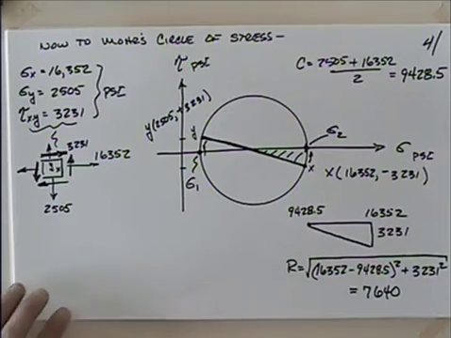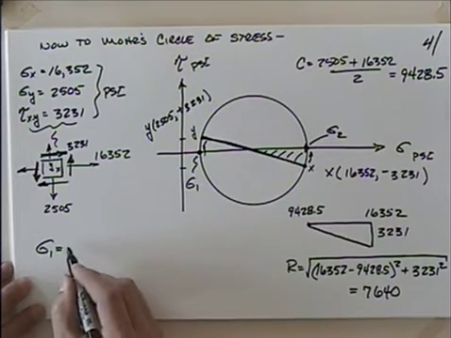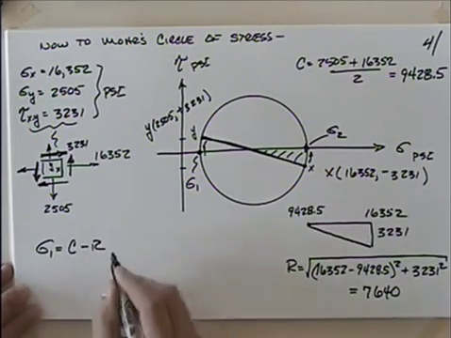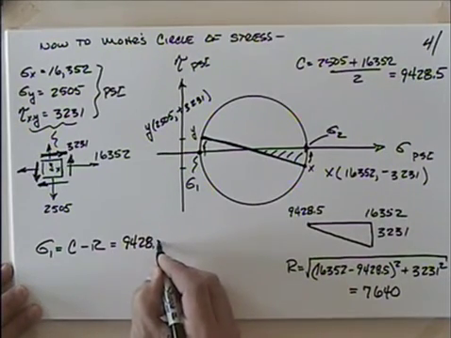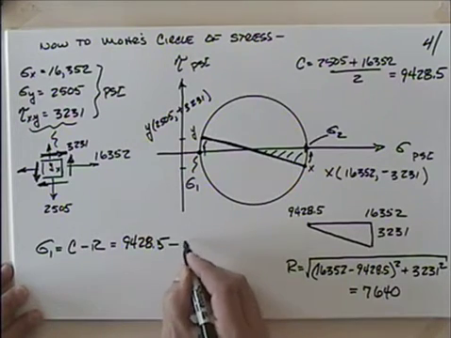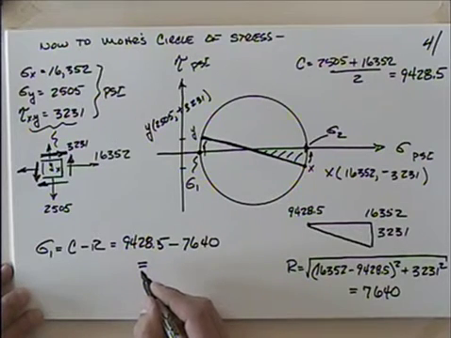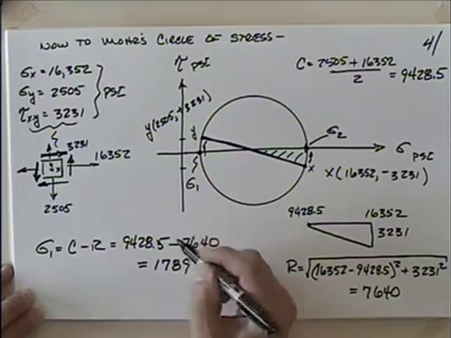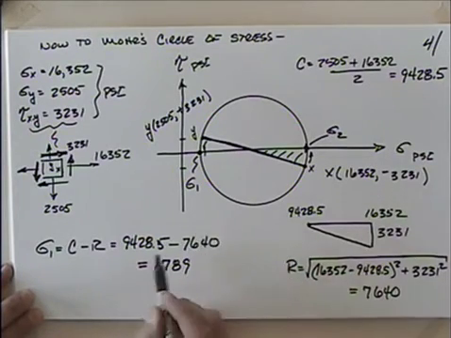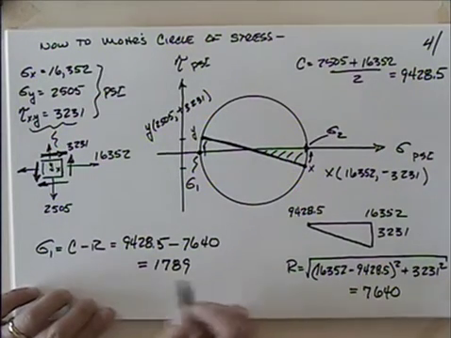And that turns out to be equal to 7,640. Okay. So with that, I could then say that sigma 1 is going to be the center minus the radius, which would be 9,428.5 minus 7640, which turns out to be equal to, I think, 1789, isn't it? If I ignore that, I guess I'd have to round that 0.5 to 29, wouldn't I? Yeah. So we're within a half.